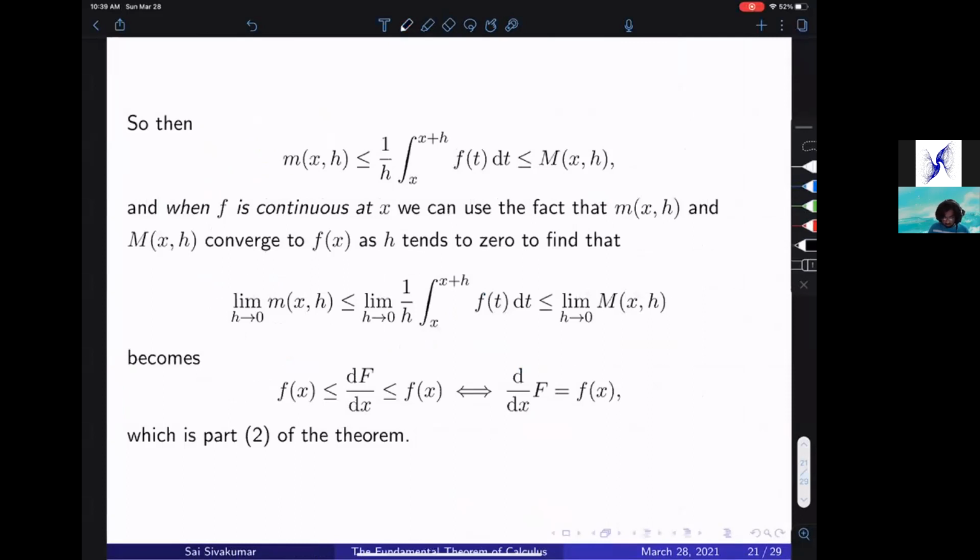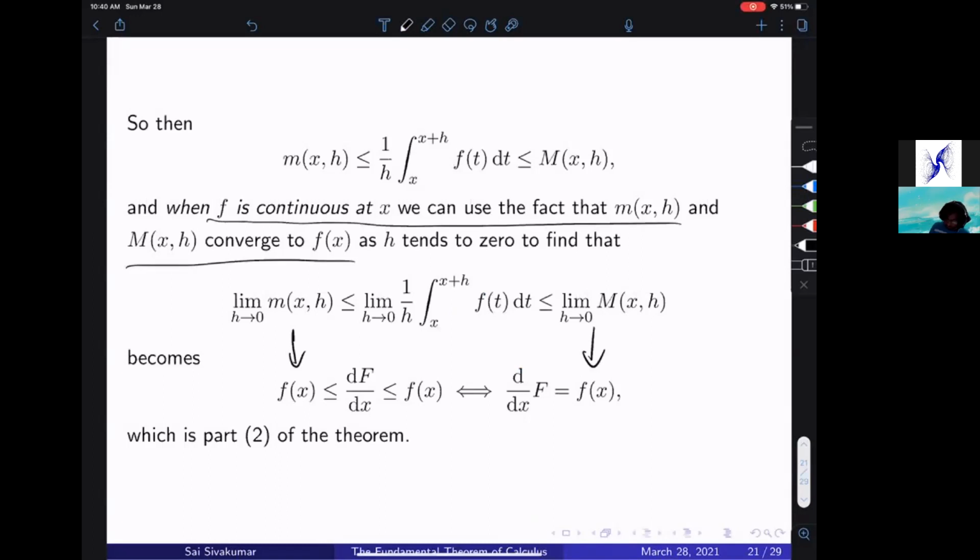And so when f is continuous at x, we said that the lowercase m and the uppercase m converge to f of x as h tends to 0. So this is why the continuity part is what we want. So we can take the limit as h tends to 0 for each of these parts. I think people call this the squeeze theorem. So that's what we're using here. So we're taking the limit as h goes to 0 of all three of these quantities in the inequality. And so this thing goes there, this thing goes there, because we said that.